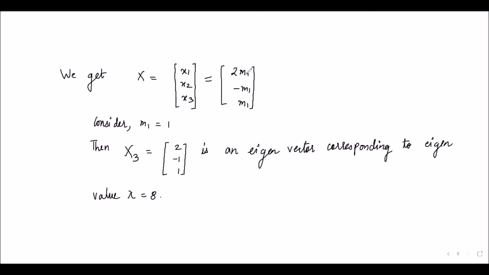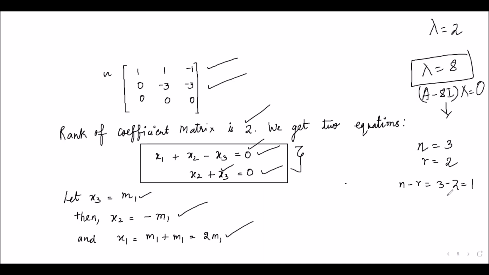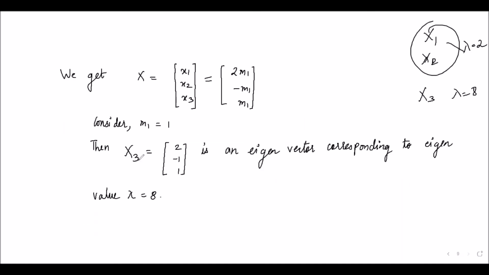So if I consider m1 as 1, we will be getting the third eigenvector. Since we have already used the notation x1 and x2 for the eigenvectors corresponding to the eigenvalue lambda equal to 2, here for lambda equal to 8, we are getting only one eigenvector. We will be finding only one eigenvector because here n minus r is 1, and that we have denoted by x3. If I put m1 as 1, it will be (2, minus 1, 1).